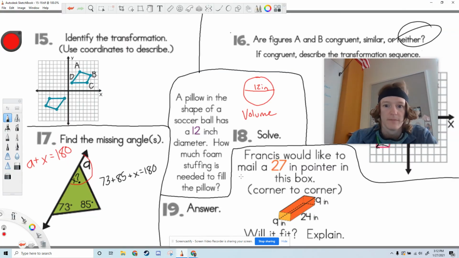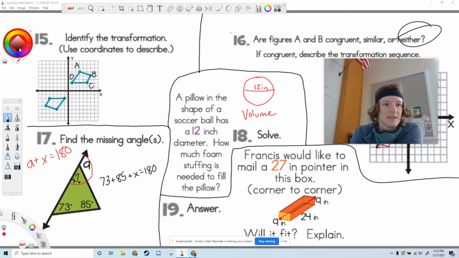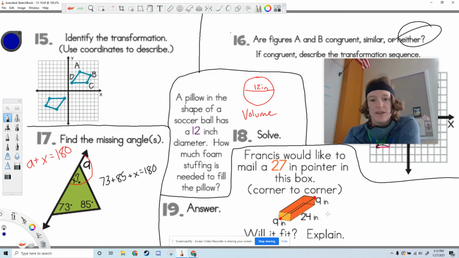Next one, 19. Francis would like to mail a 27-inch pointer in this box, corner to corner. So from here to here. We want to know, is it going to fit? Well, let's figure that out. This is a lot like the question we had. This is our Pythagorean theorem. I think it was number 13 or 14. So we first got to figure out what this is, because then we have this blue triangle.